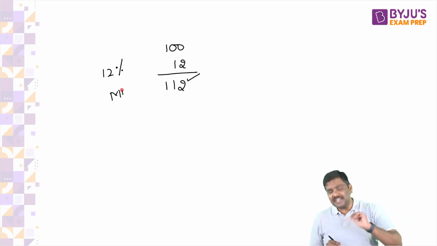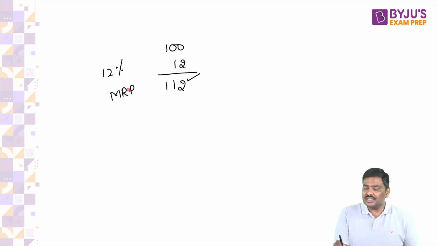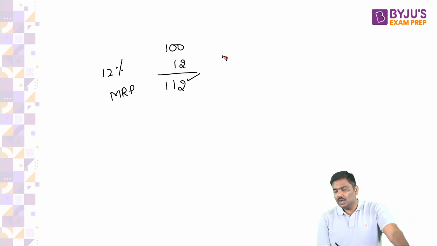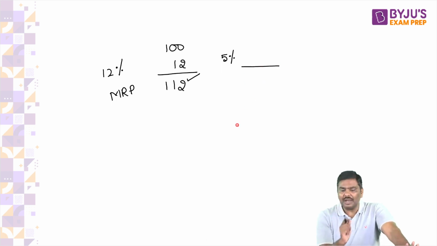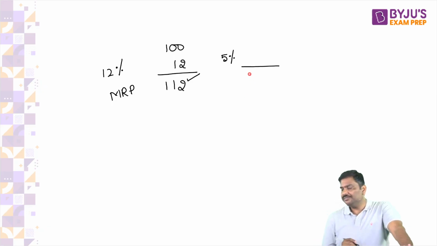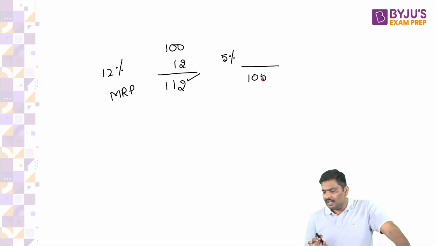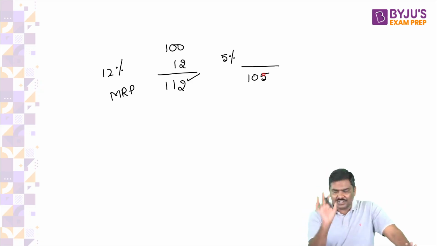Now, what if I say government will reduce the GST rate to 5%? What should be your new MRP? Simple calculation. Do not complicate it. Your new MRP should be 105. Anybody has a doubt here? Your new MRP should be 105.